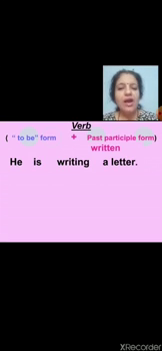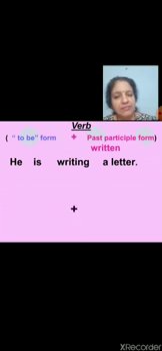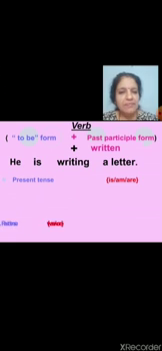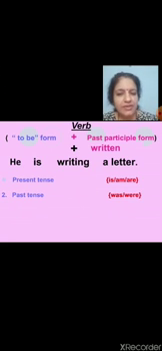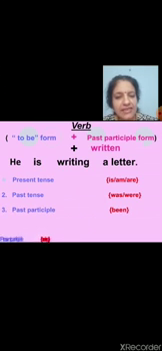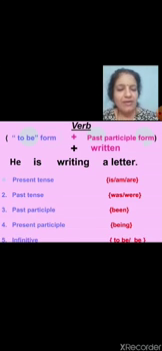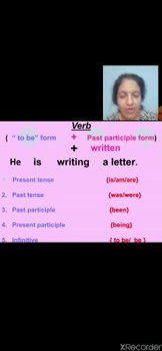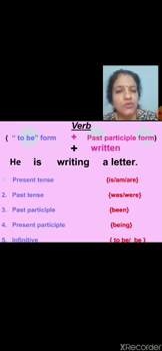Now we need to know the to be form, which is to be used appropriately. For that, we need to go to the to be form table. Yes, present tense is, am, are. In past tense, it is was or were. In past participle form, it is been. In present participle, it is being. And in infinitive form, it is to be or be. Right, children?